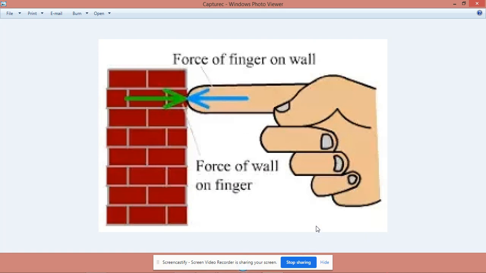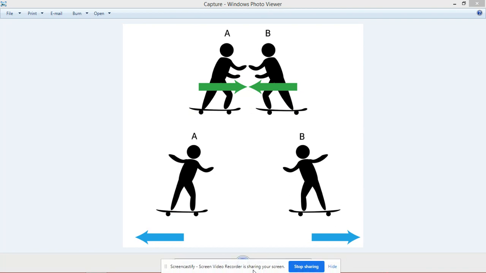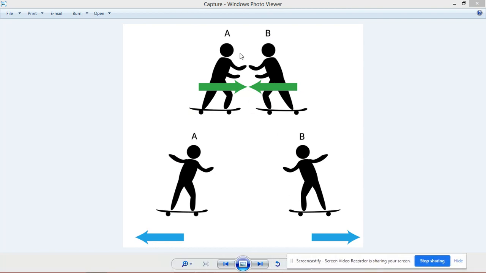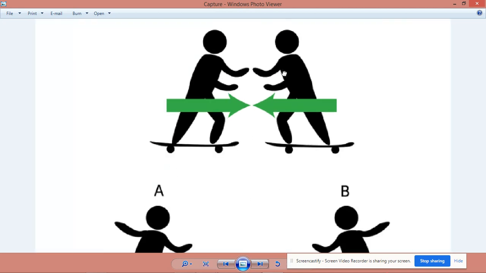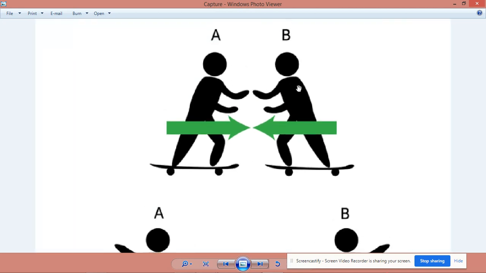Also, when two persons A and B are pushing each other, okay, they are standing on a roller skate or skateboard. When A pushes B or B pushes A, they both separate with the same magnitude. Why? Since when A pushes B, B pushes A with the same force. Okay, this is the principle of interaction.